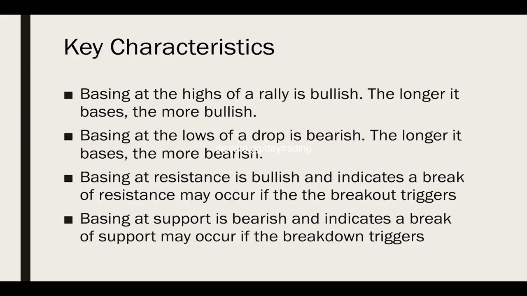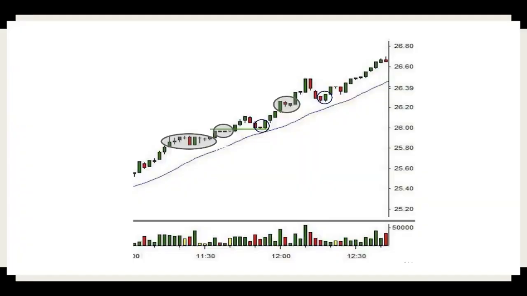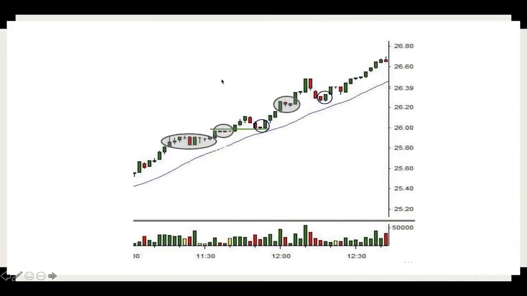If we're at a support level, and if you've already identified support on maybe the other time frames, if it's basing at support and it continues to base at support, then it probably indicates that a breakdown is going to happen and we're most likely going to continue lower, okay? And let's just make sure we look at some examples.